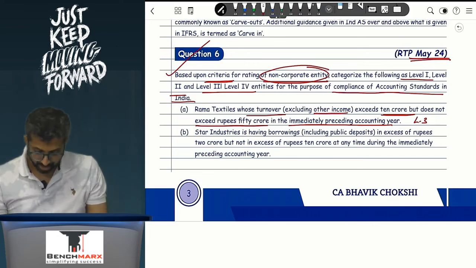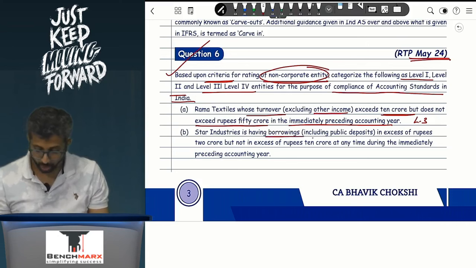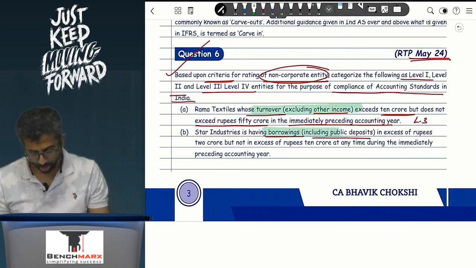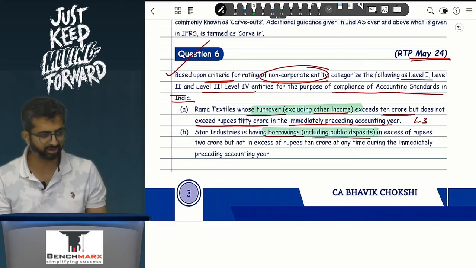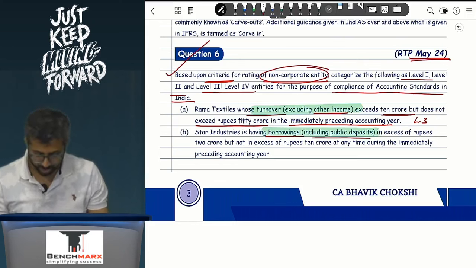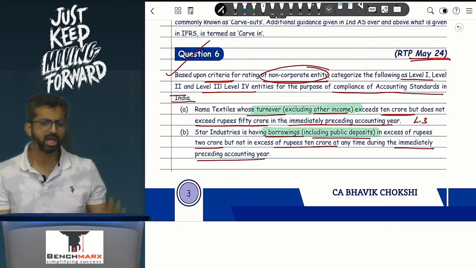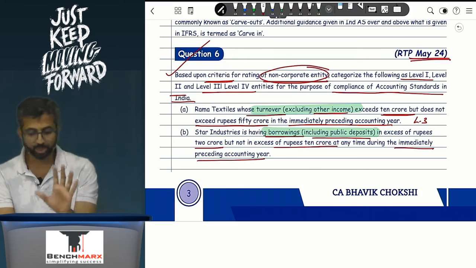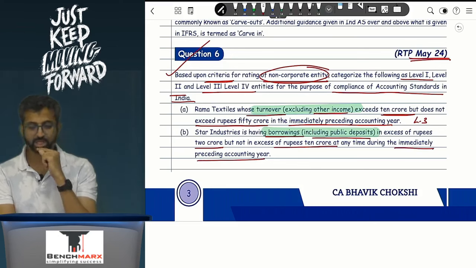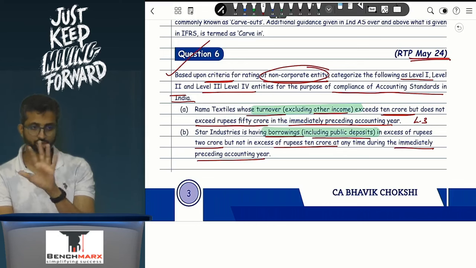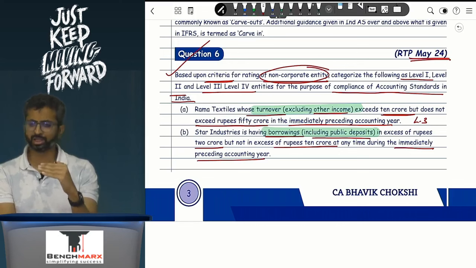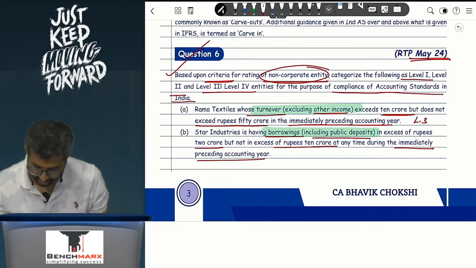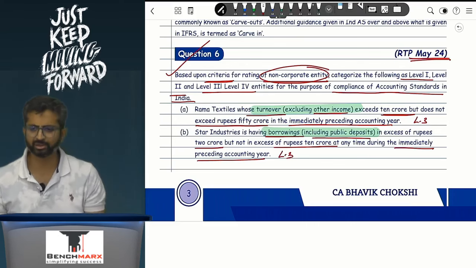Star Industries is having borrowings including public deposits. First of all, turnover has to be excluding other income. Borrowings can be including public deposits, that's fine. In excess of rupees 2 crores but not exceeding 10 crores at any time during the immediately preceding accounting year. Answer when I tell you to; everyone thinks we are only talking about borrowings between 2 to 10 crores. Which level are we? Sure? Level 3. Level 1 is greater than 50, level 2 between 10 and 50, level 3 between 2 and 10. So this is level 3. Are we clear with this?